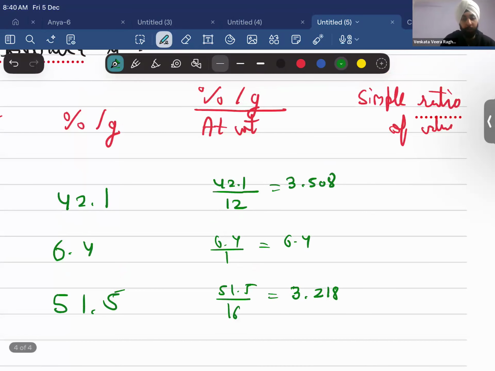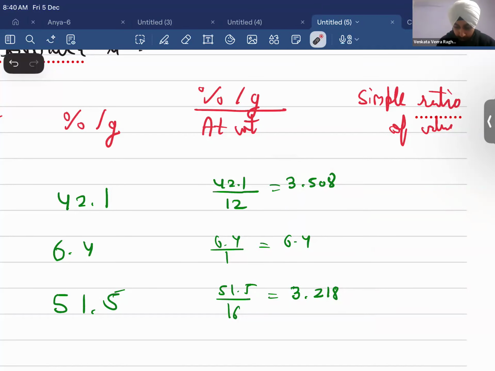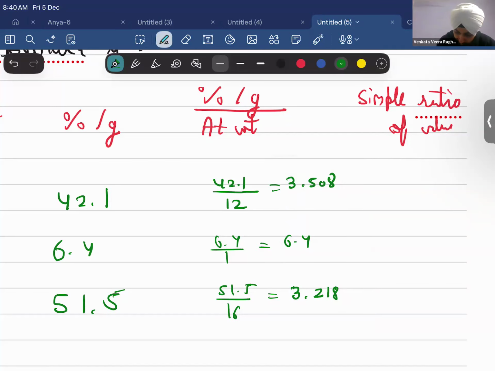Now you have to take the simple ratio of these values. Sir, how do we take the simple ratios? Of the three values you have, which is the smallest? The third value is the smallest. Divide everything by that third value. So, sir, it will be 3.508 divided by 3.218, then 6.4 divided by 3.218, then 3.218 divided by 3.218, isn't it?